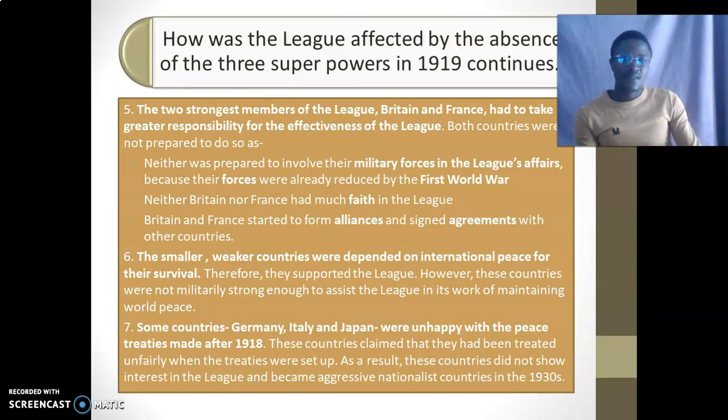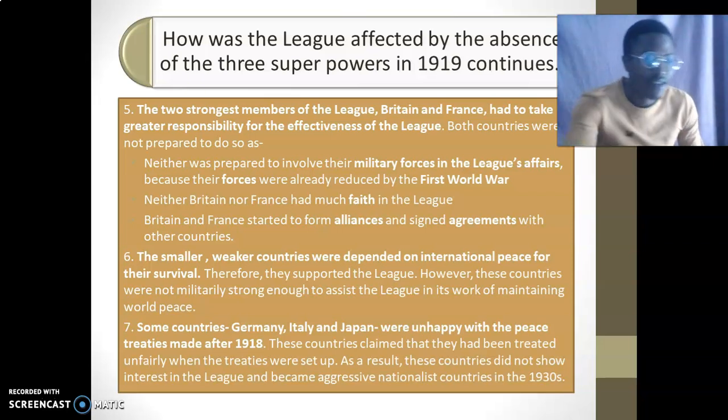The last reason is that some countries, Germany, Italy and Japan, were unhappy with the peace treaties made after 1918. These countries claimed that they had been treated unfairly when the treaties were set up. As a result, these countries did not show interest in the League and became aggressive nationalist countries in the 1930s.